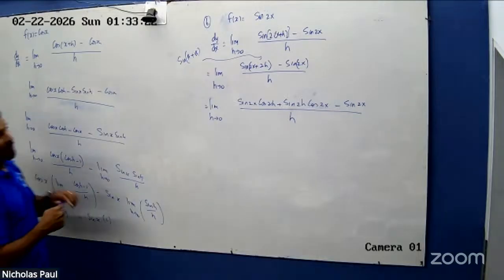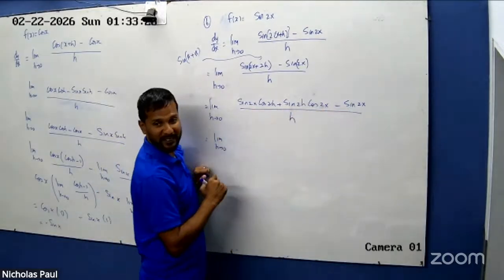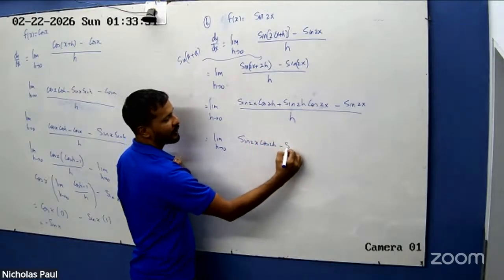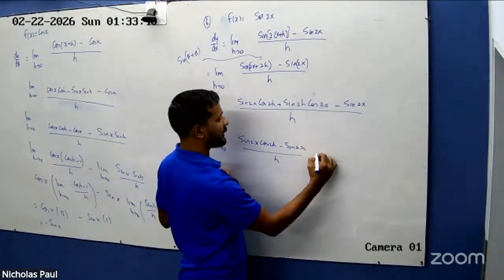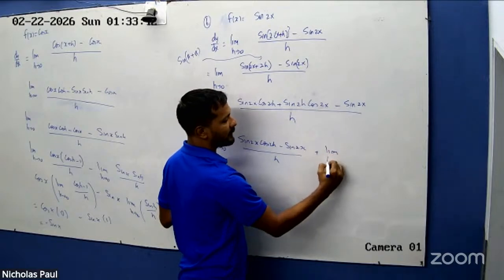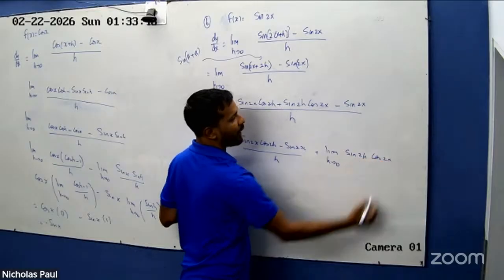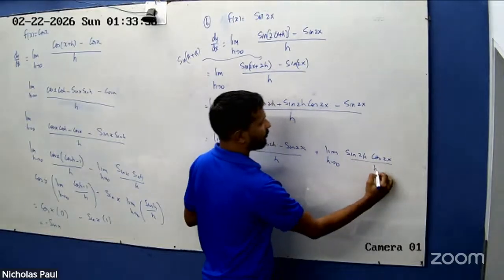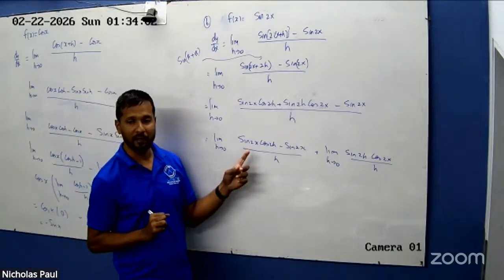Well done. So you're bringing your sine 2x together. So you'll get sine 2x cos 2h all over h, and you're splitting it up here with the limit as h approaches 0 of sine 2h cos 2x, sorry, over h. What's the next step, Anya?